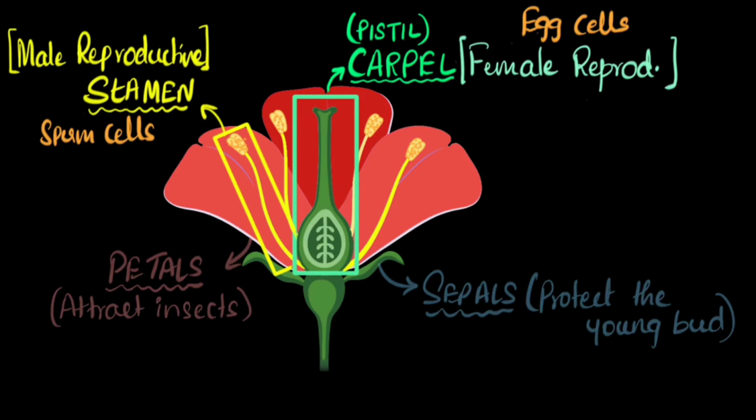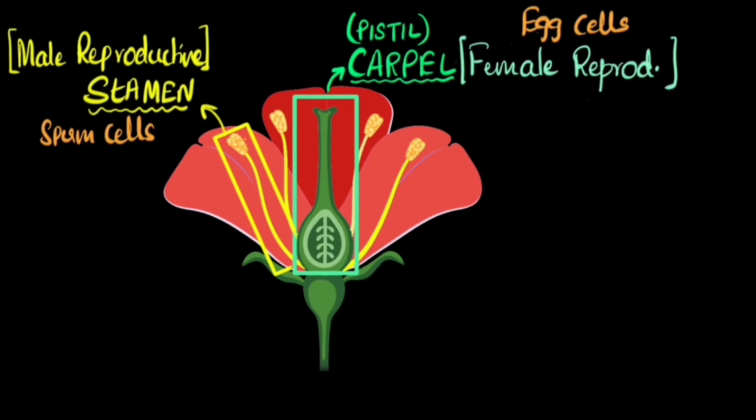So let me get rid of these others. All right, so let's start with the stamen. What are the different parts of the stamen that we can identify? The stamen can have 2 major parts. The part below over here, which is kind of like a wire, we call that the filament. And the part on top of that, kind of like the head of the stamen, we call that the anther.